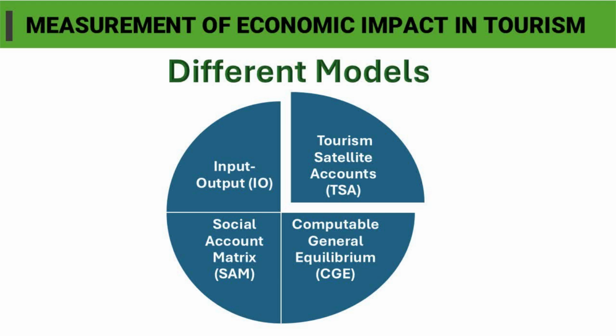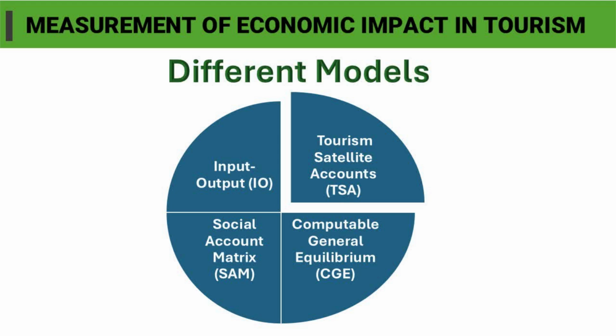Various techniques and models are used to assess the economic impact of tourism. These methods help quantify the contribution of tourism to local and national economies. Some of these methods are input-output model, social account matrix model, computable general equilibrium, and tourism satellite accounts. Input-output and social accounting matrix models based on national accounting data allow for determining the direct, indirect, and induced economic impacts of tourism. The other models are more recent.